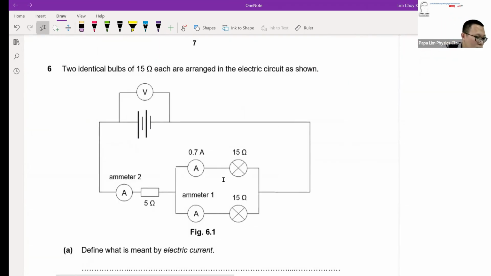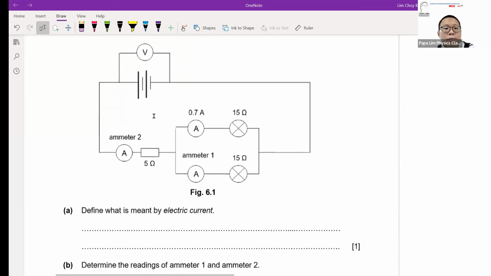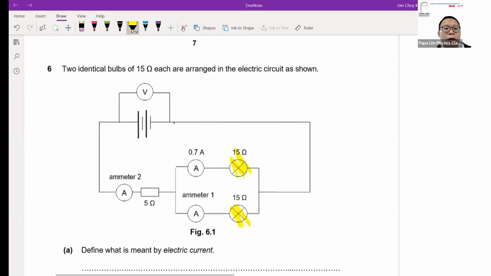Is it the last question? Oh, no, sorry. It's not the last question. Second last question. Circuits. You have a circuit with two light bulbs in parallel. These two light bulbs in parallel are identical light bulbs. And after that, you have a 5 ohm resistor in series.